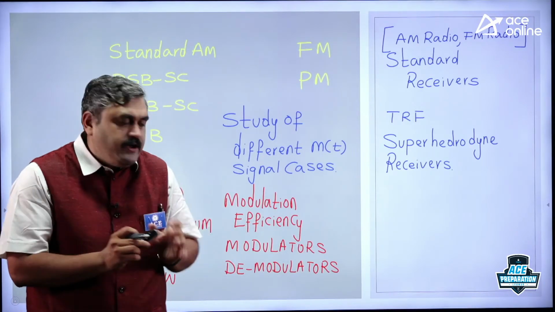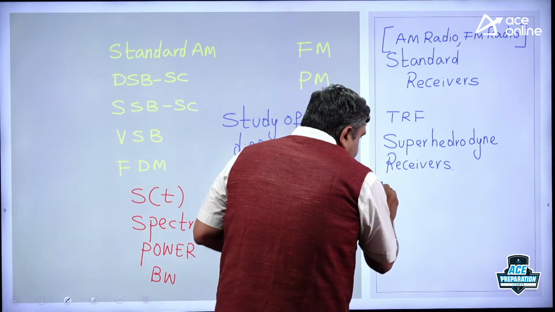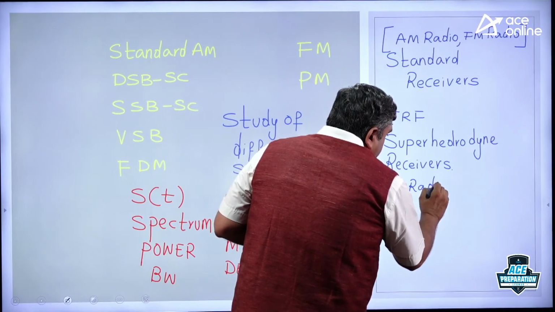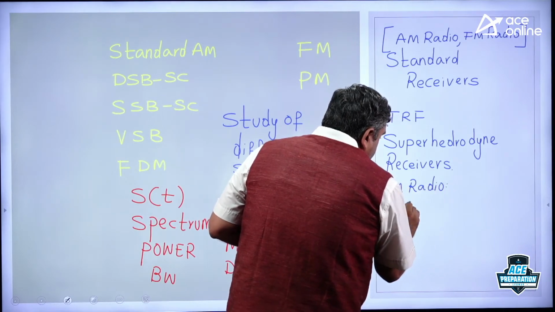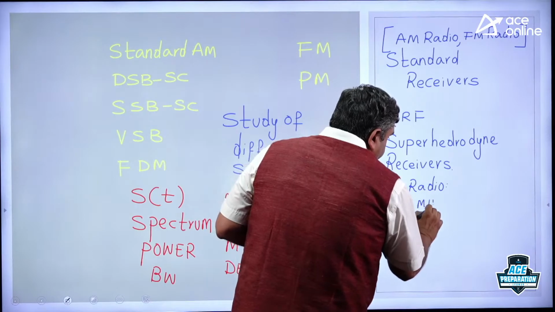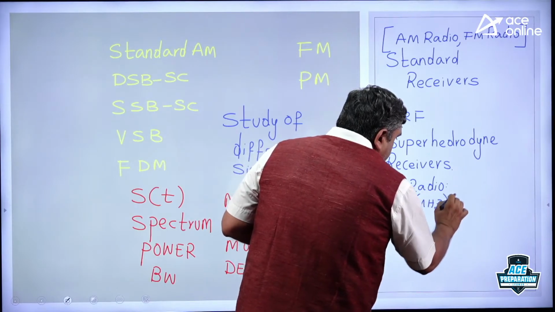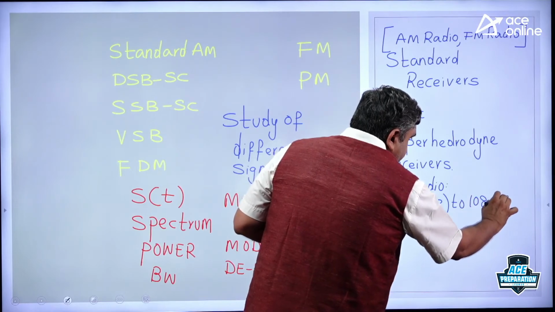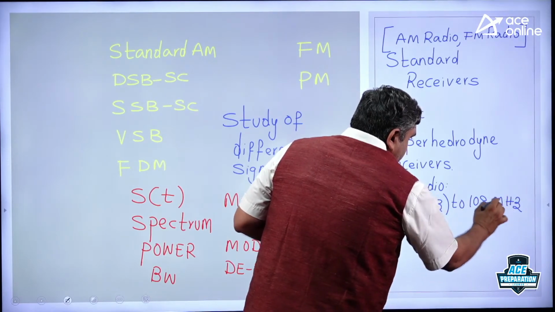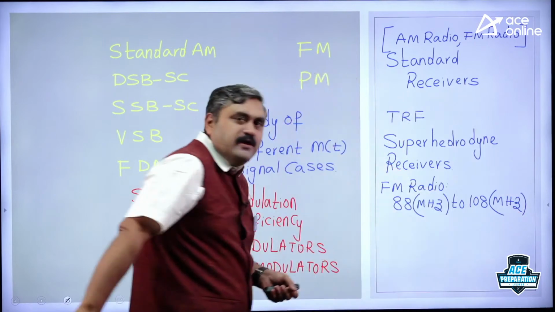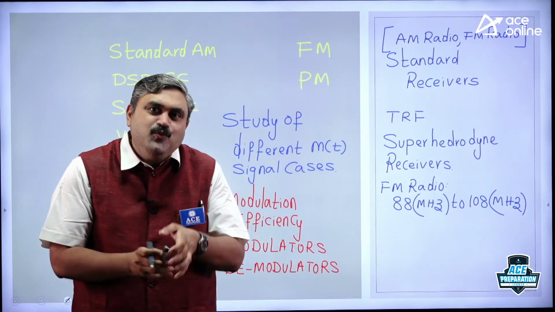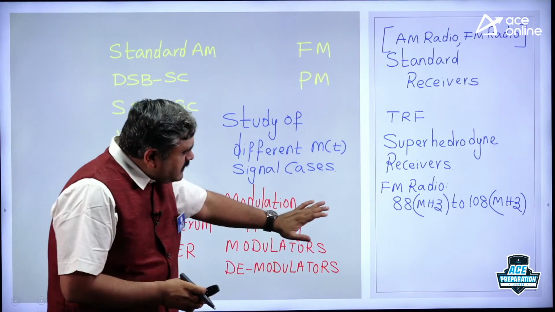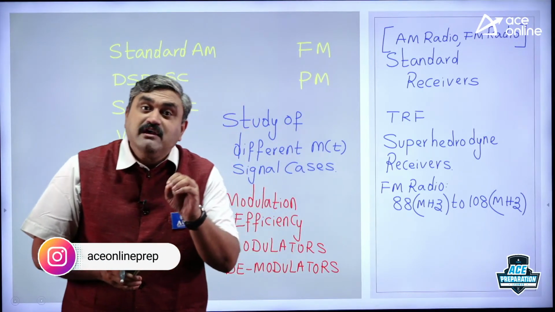Just reply to this: if you see your FM radio, what is the frequency of FM radio? FM radio frequencies are 88 megahertz to 108 megahertz, correct guys? Girls and boys. Correct or not? Everyone knows that. Some who don't know this, it's okay, at least now you know it. 88 megahertz to 108 megahertz is the FM range.